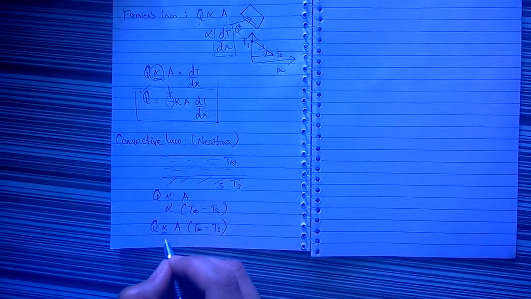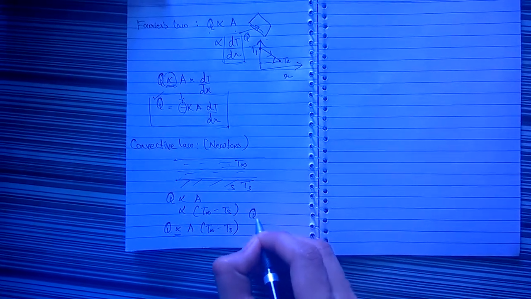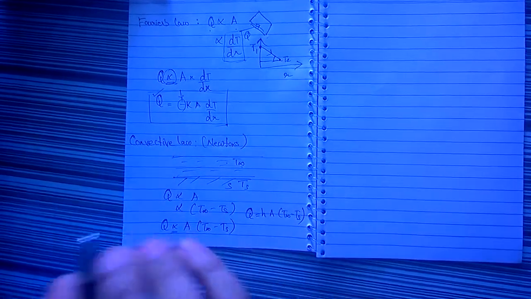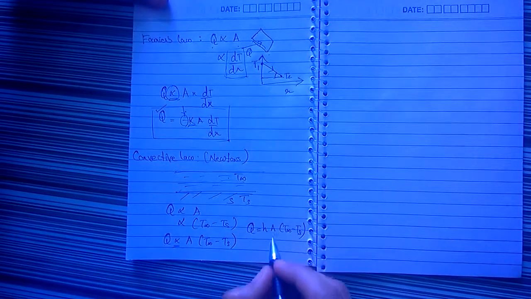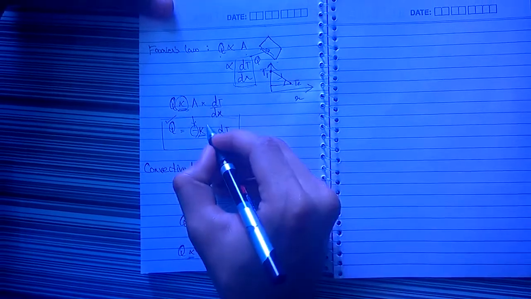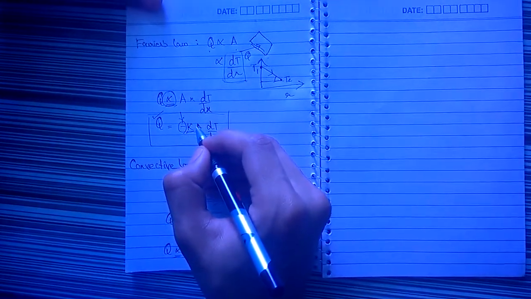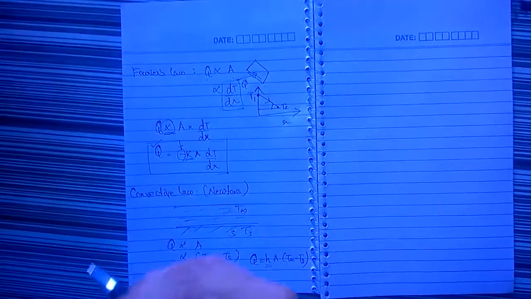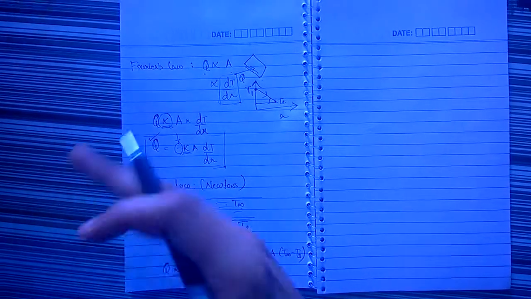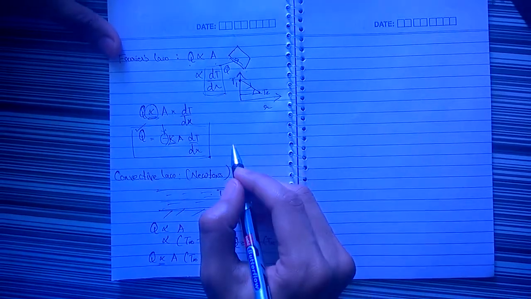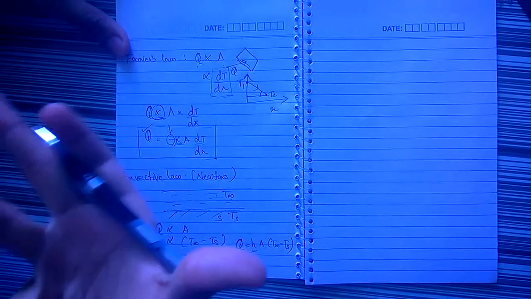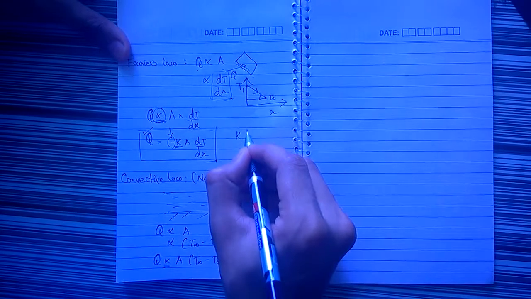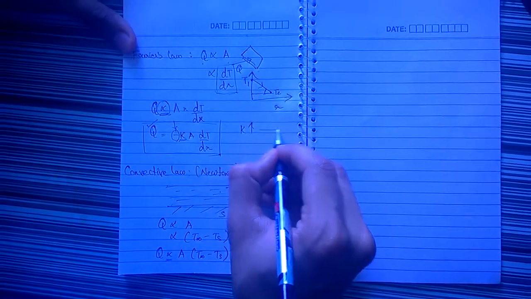Now to get rid of this proportionality constant, we have Q equal to H into A into T infinity minus Ts. Now let us describe what K and H actually represent. This K is a physical property. It basically tells you how easily heat can get transferred through the body. So if your K is high, it means that the object can transfer heat easily.